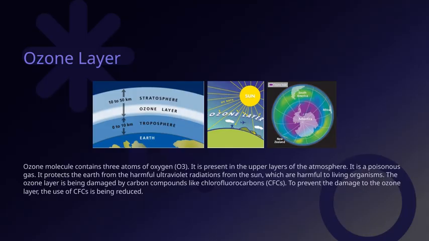Let's talk about the ozone layer. The ozone molecule, which is made up of 3 oxygen atoms, O3, is found in the upper layers of our atmosphere. Now, while it's a poisonous gas, it plays a crucial role in protecting our planet. It acts like a shield, blocking out the harmful ultraviolet radiation from the sun. Without this layer, these UV rays could cause serious damage to living organisms on Earth.